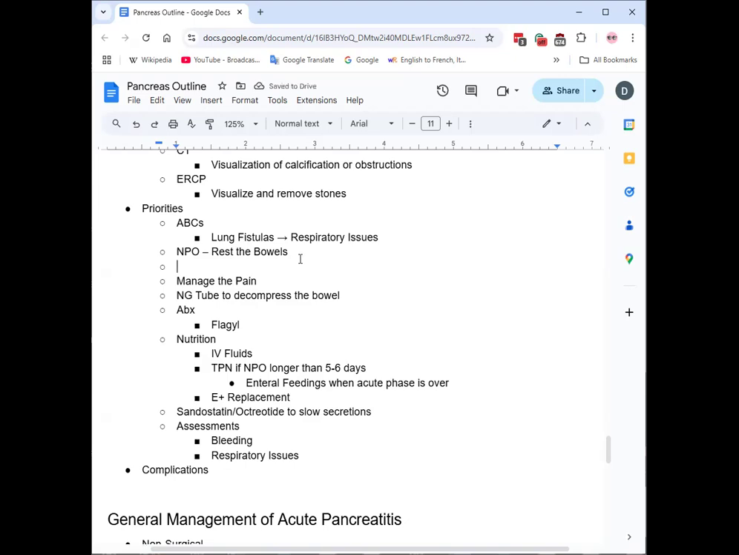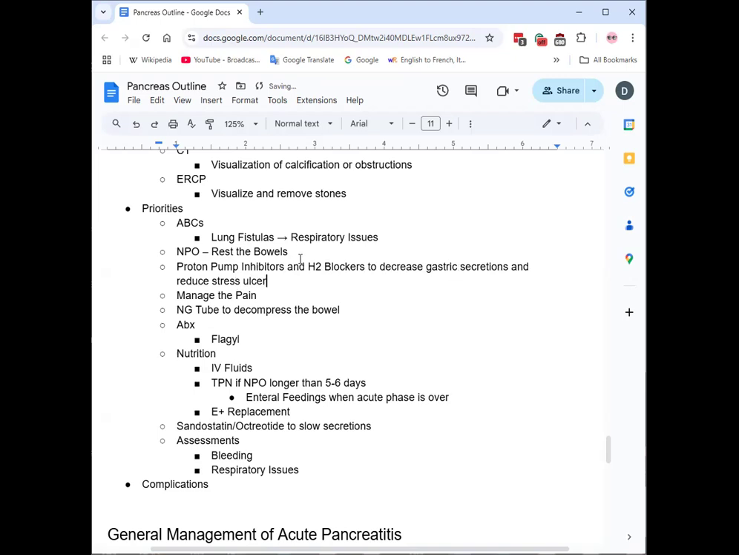So, PPIs, proton pump inhibitors, and the H2 blockers. Low fat, low sugar. Yeah, that's all good to go, so I can put that in there. It makes sense, right? Because the fat is leading to some of the issues, and if you're having hyperglycemia, that can be a thing as well.